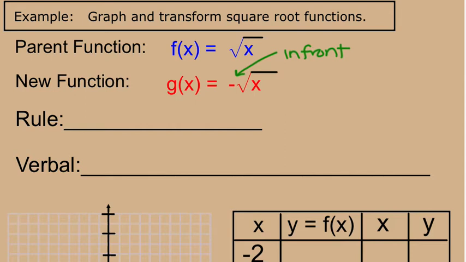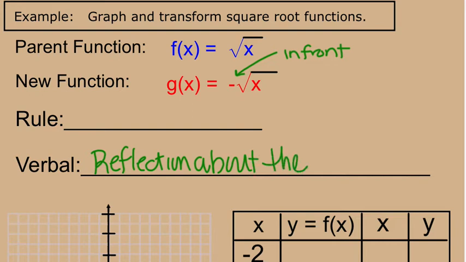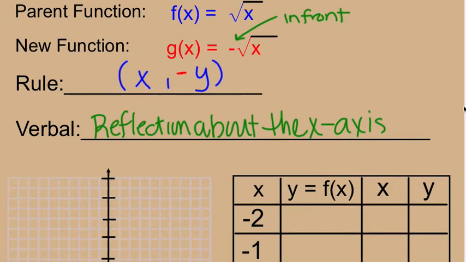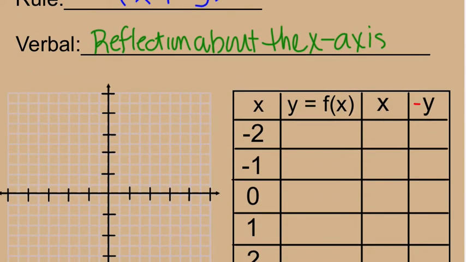So let's go ahead and describe it. It's a reflection about the x-axis. As a rule, every y number is going to change signs. So let's come down. Every y number will be a negative.